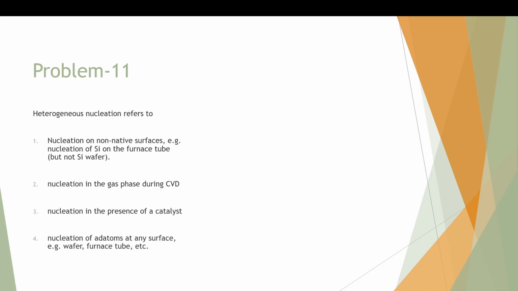Last question, sorry. Heterogeneous nucleation refers to, okay, nucleation on non-native surfaces. Example, nucleation of silicon on the furnace tube but not silicon wafer.